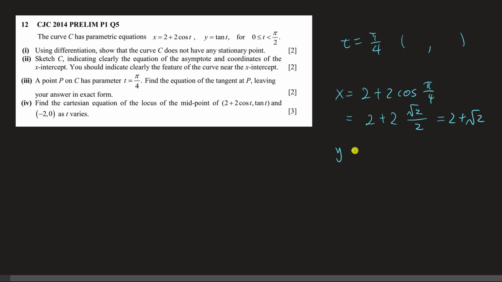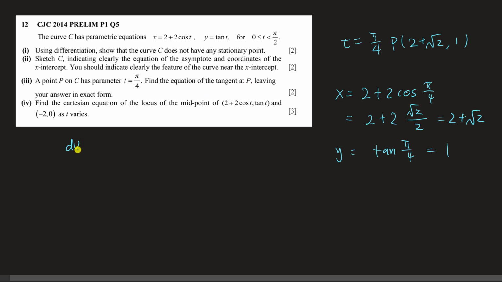Find the corresponding y value. The y value is tangent t, which is tangent pi over 4. This gives you the value 1. So the coordinates would be 2 plus root 2, comma 1. This is point P. The question becomes: find the equation of the tangent at P.